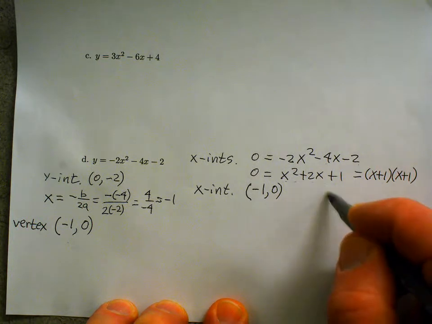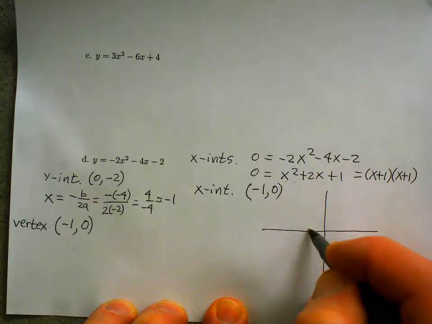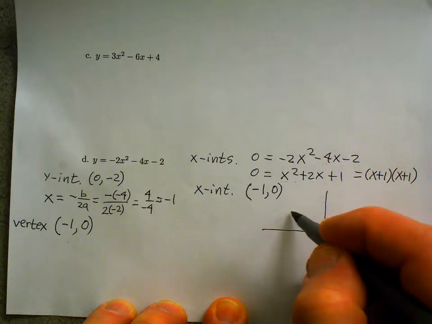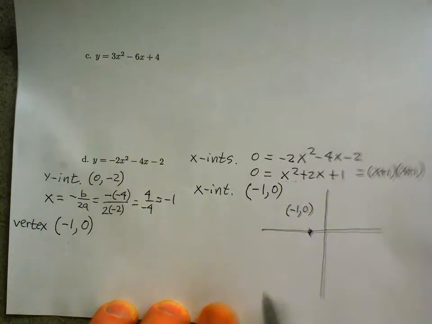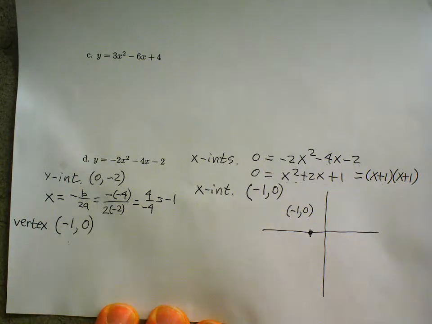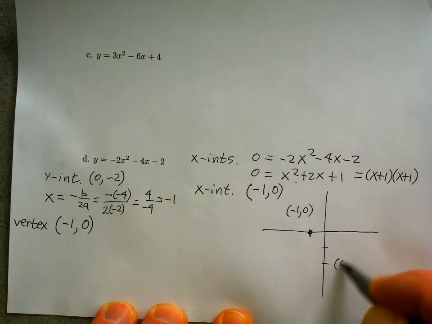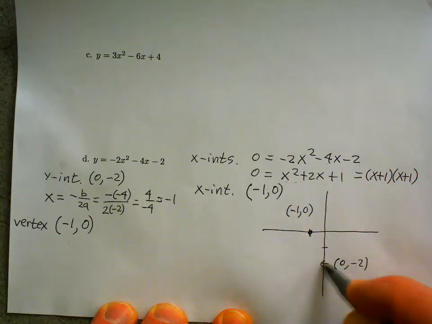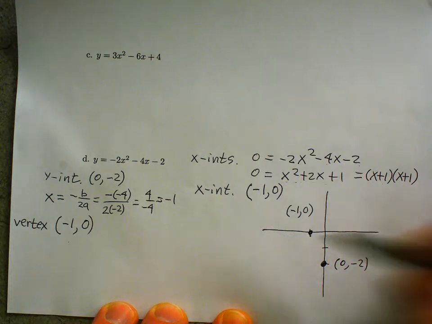So we can begin the graphing process by plotting the vertex, which is also the x-intercept. We can plot the y-intercept. That's the ordered pair 0, -2. So we have 2 points on the parabola. We know that it opens down. And we can use symmetry to find another point.